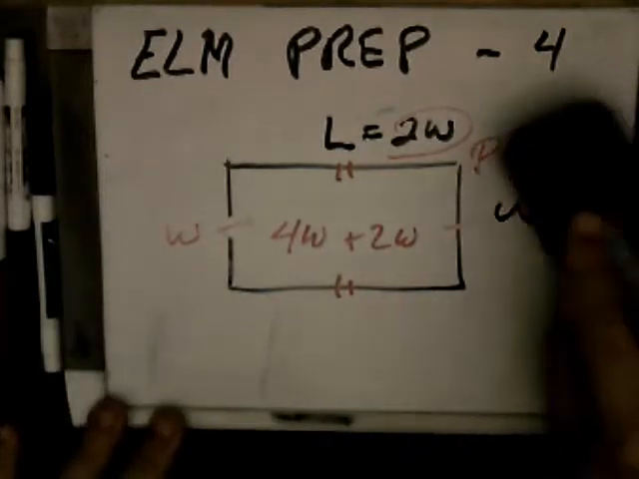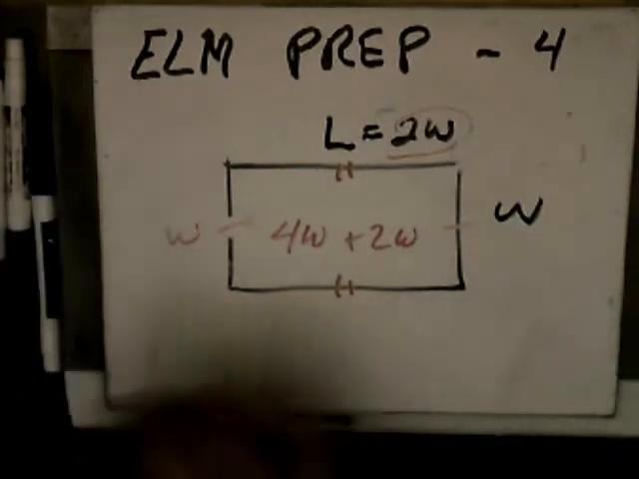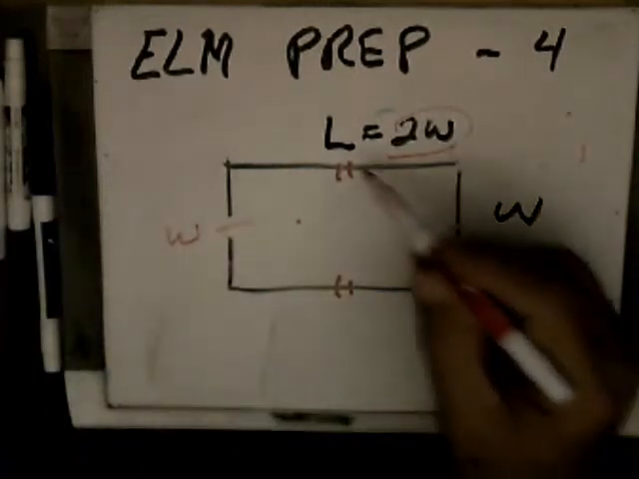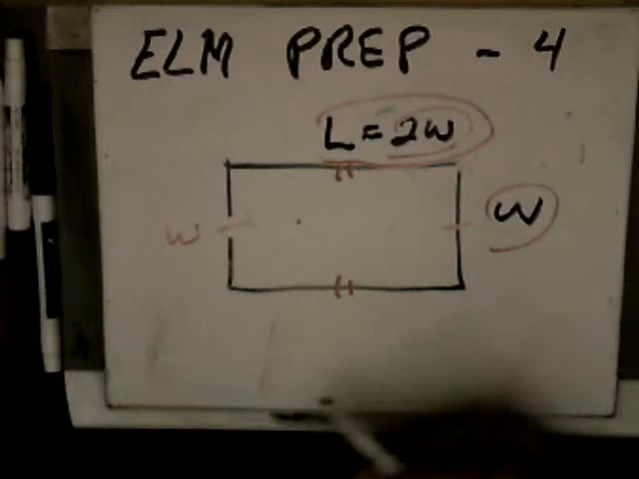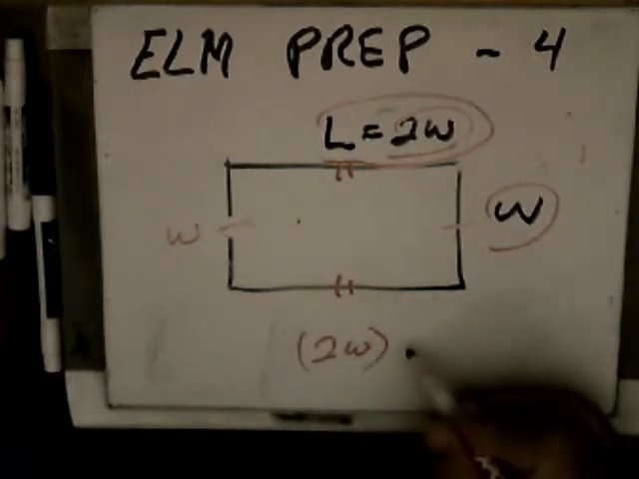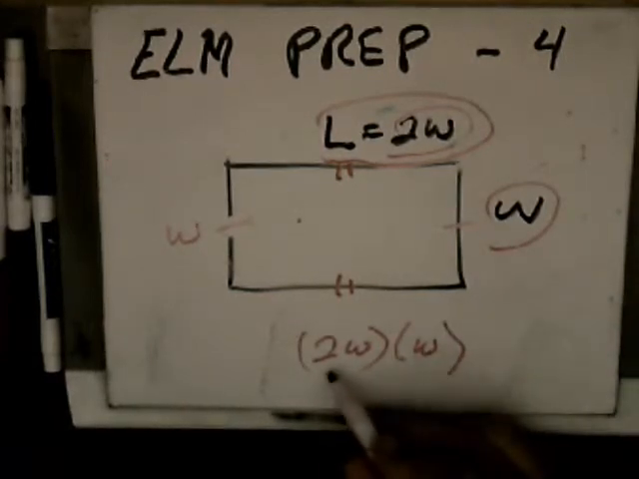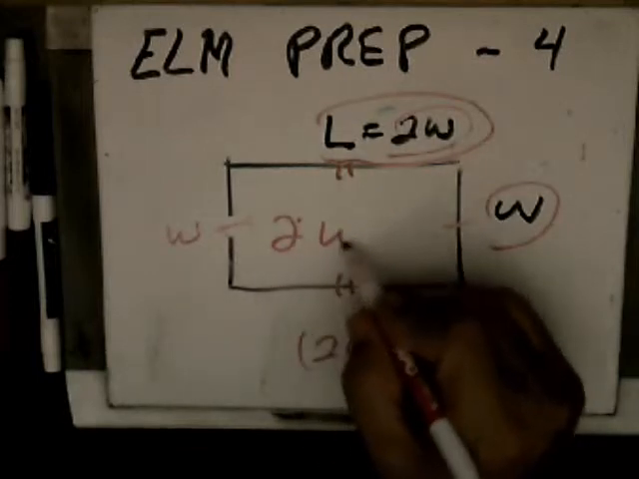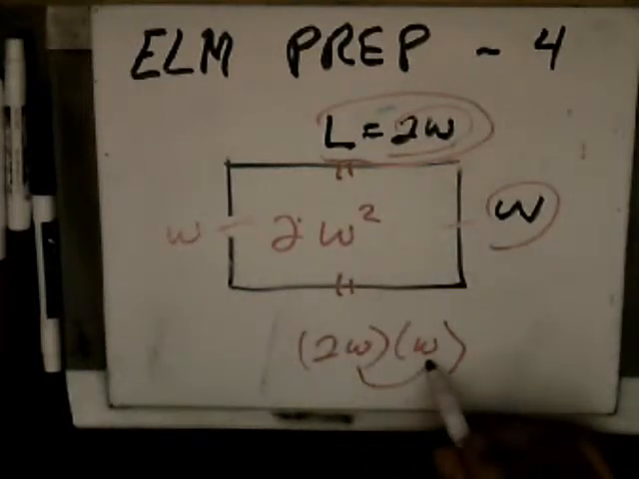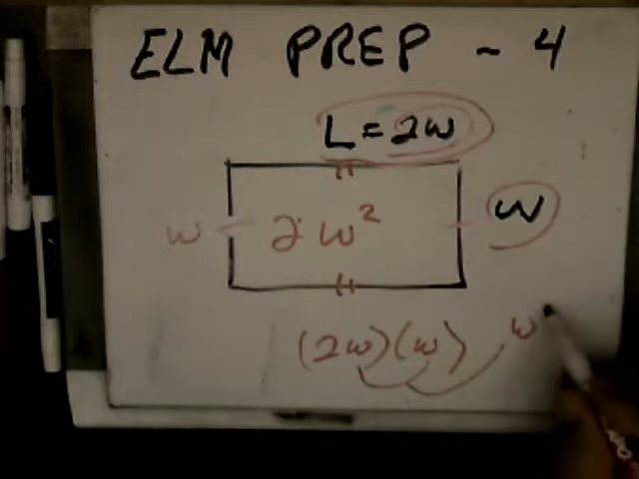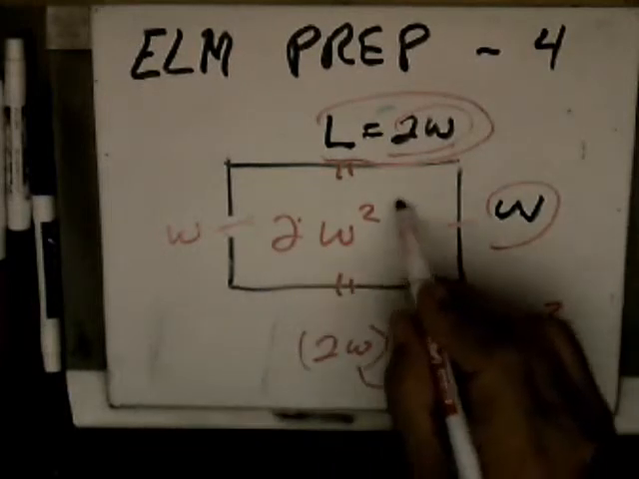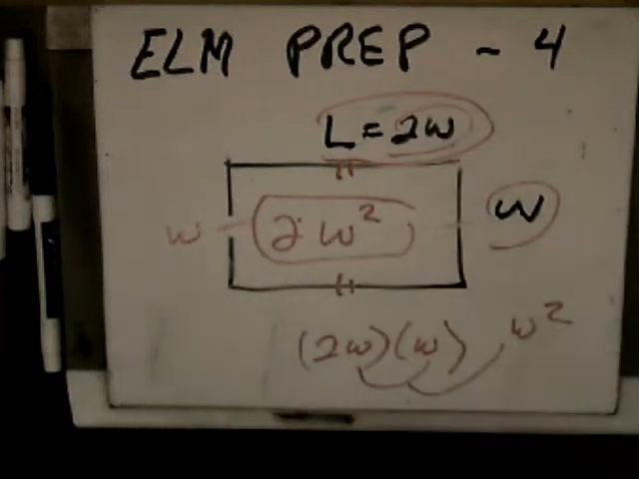All right, well, what if I was asking for the area given this information? Well, I know it's length times width, so I'd say 2W times W. Well, I get 2W squared. W times W is W squared. So I have 2W squared, and so my area, regardless of what W is, is 2W squared, because area is in terms of square units.